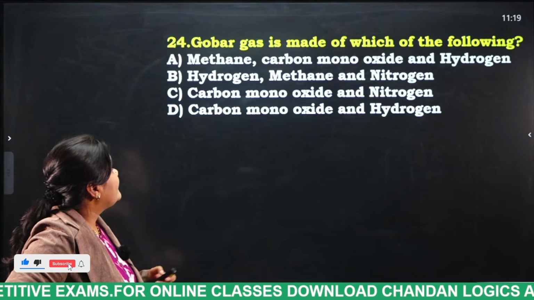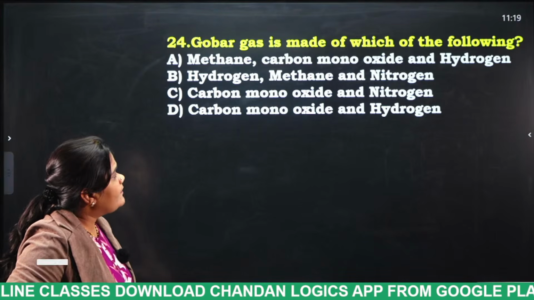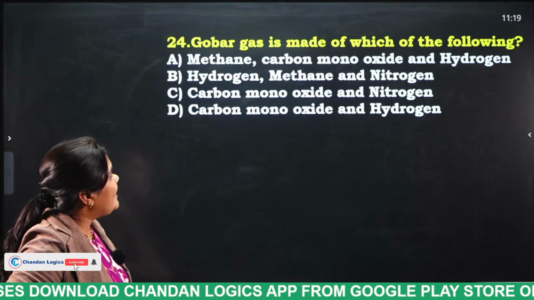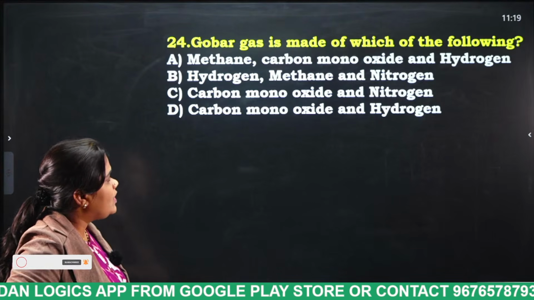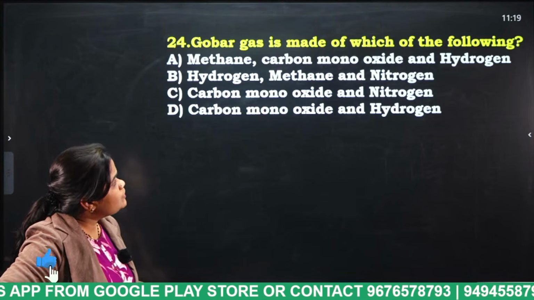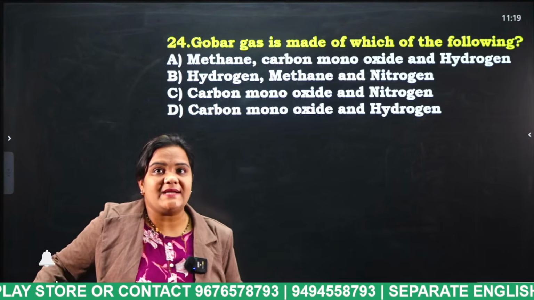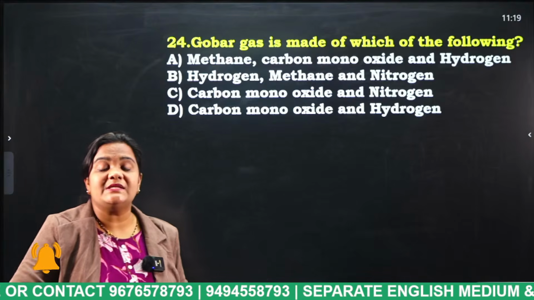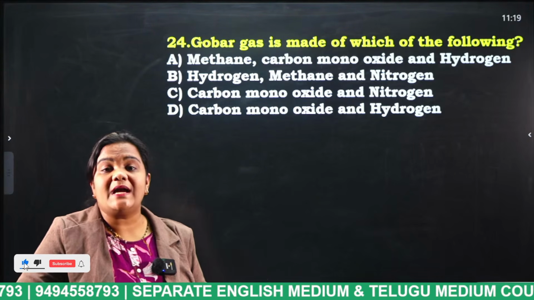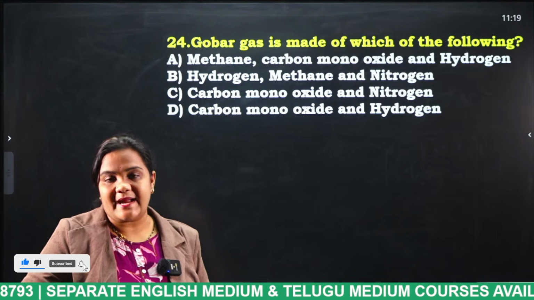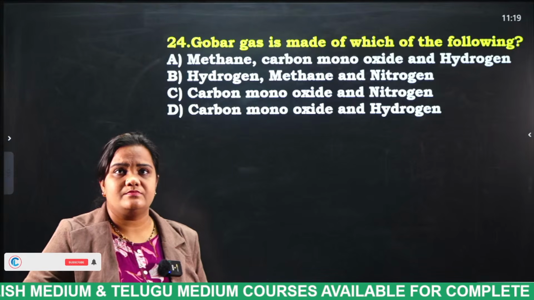Next question. Gobar gas is made up of which of the following? Methane, carbon monoxide and hydrogen; hydrogen, methane and nitrogen; carbon monoxide and nitrogen; carbon monoxide and hydrogen. Now tell me, students, what is the answer for this question? All of you mention your answer in the comment section. Gobar gas is also known as what, students? Biogas. If we heat the cow dung, we will get this gobar gas. So what are the components present in this gobar gas?